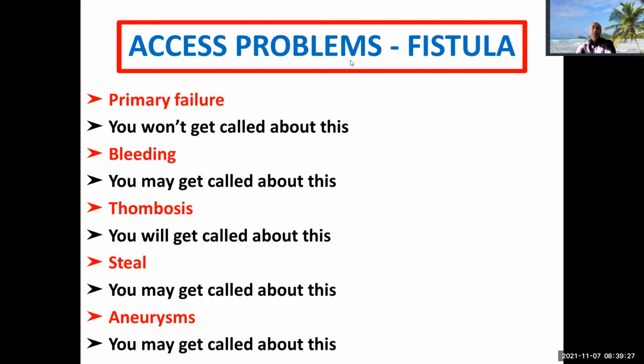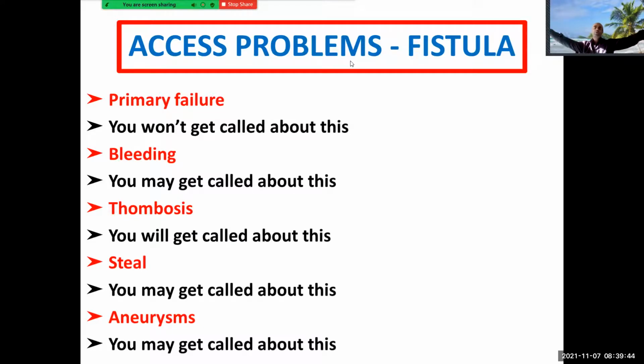Bleeding, you may get called about this. I am sure if you have worked in hemodialysis or nephrology before, you were called for bleeding. Thrombosis, I am sure you will get called about this. You will be called. If you're not called for thrombosis, you should be called for thrombosis.